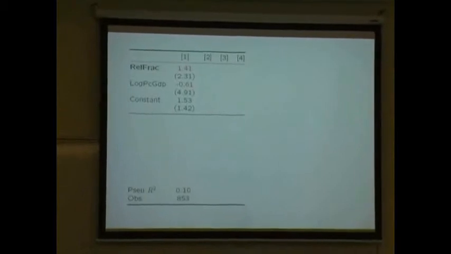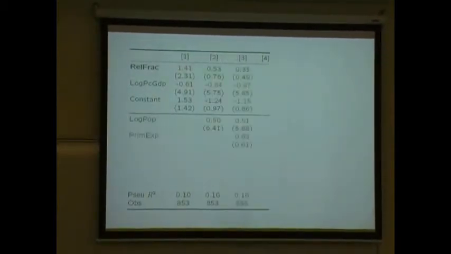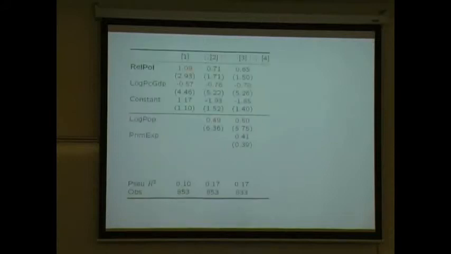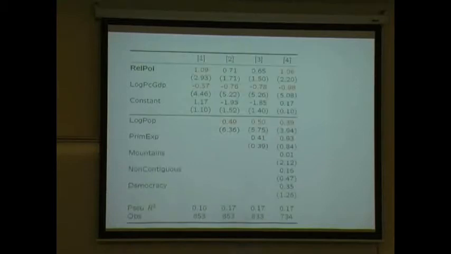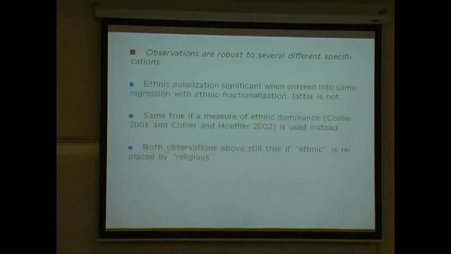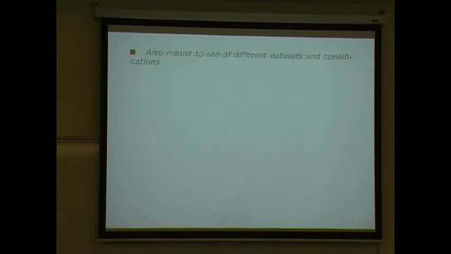You can try the same logic with religious variables as well, and again, religious fractionalization becomes insignificant once you put in controls. If you do it with religious polarization, the effect is not as strong, but it holds with the full set of controls. These observations turn out to be robust to several different specifications. I won't go into the specifications for lack of time, but ethnic polarization turns out to be significant when it's entered into the same regression as fractionalization, and the latter is not. So it's really a very strong effect.